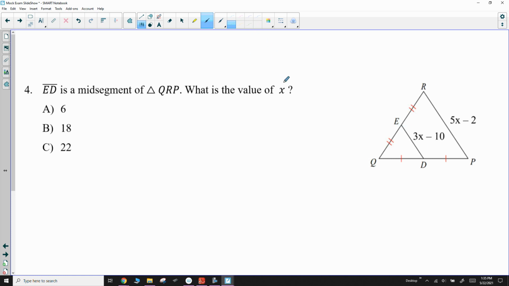What is the value of x? So we're just figuring out what is the value of x. Well, we learned that if you took the length of the midsegment and doubled it, if you multiplied it by 2, then it was the same length as that side.